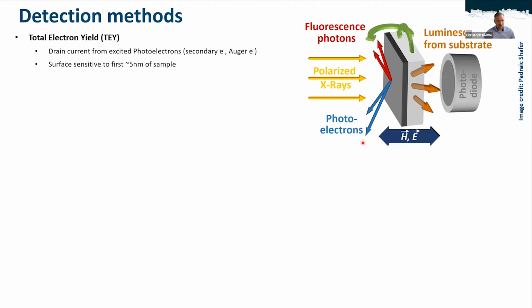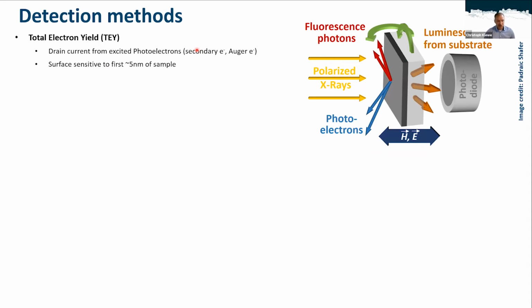Now, there are multiple different detection mechanisms to measure the X-ray absorption, which are sketched here in this cartoon. So one of the very common methods to measure X-ray absorption is to measure the total electron yield, which basically collects the drain current from excited photoelectrons.